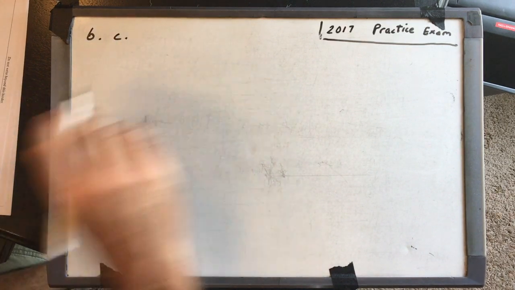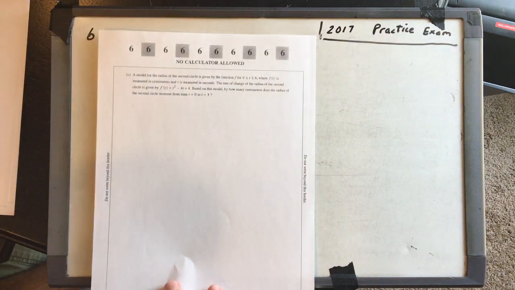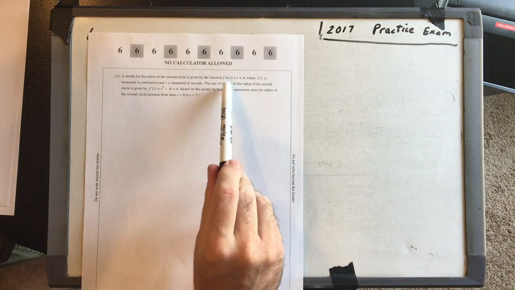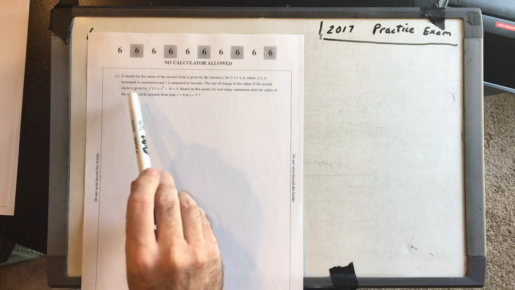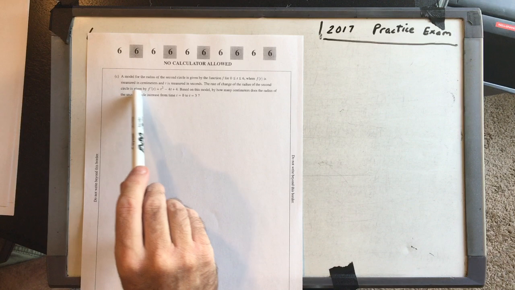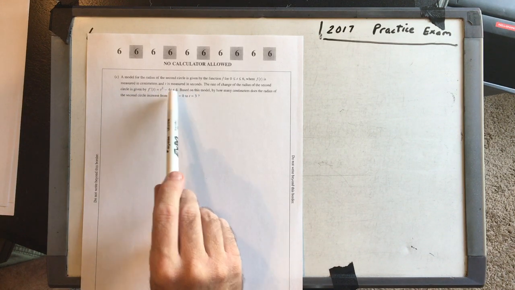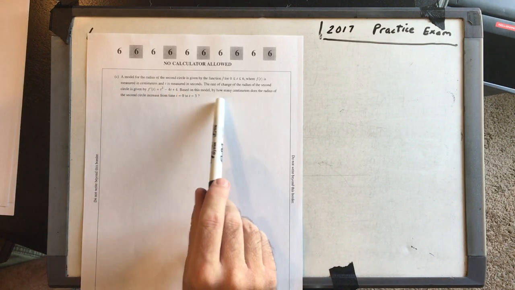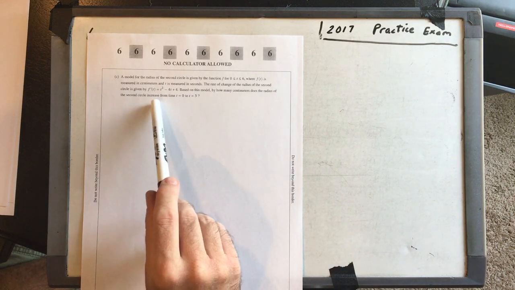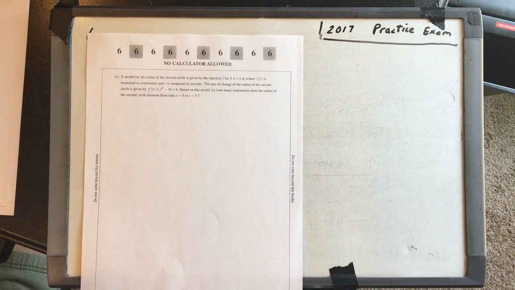Reading through that, it says a model for the radius of the second circle is given by the function f of t measured in centimeters, t is in seconds. The rate of change is f prime of t is t squared minus 4t plus 4. Based on this model, how many centimeters does the radius of the circle increase from time 0 to 3?